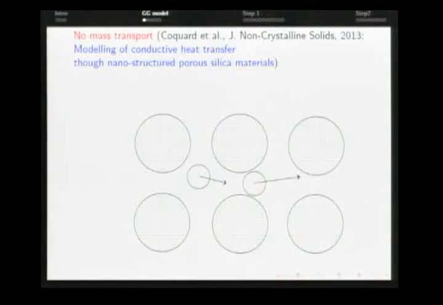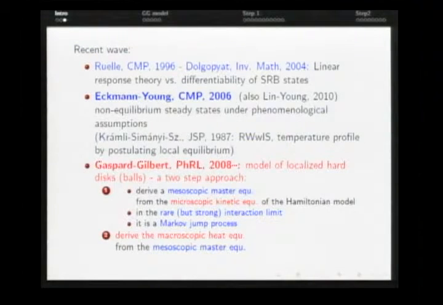And actually, these models are interesting also from the physical point of view. In a recent paper, you see this kind of lack of mass transport appears in nanostructured porous silica materials, and I also have some other references. Okay, so now this is the model, and I return to the two-step approach of Gaspard and Gilbert.